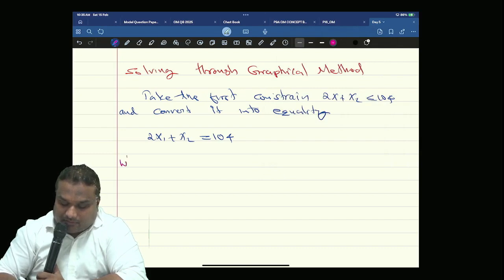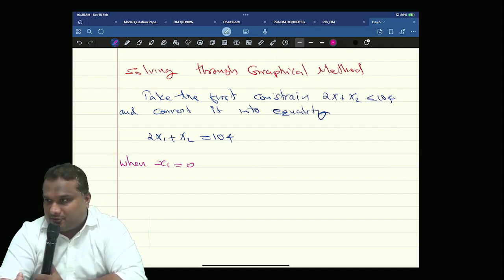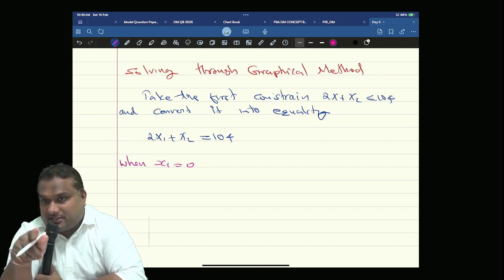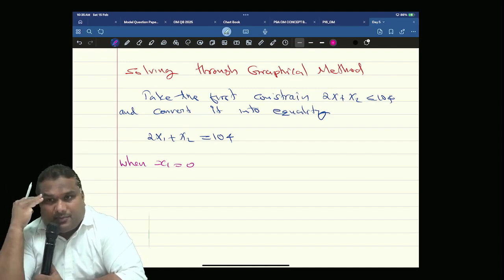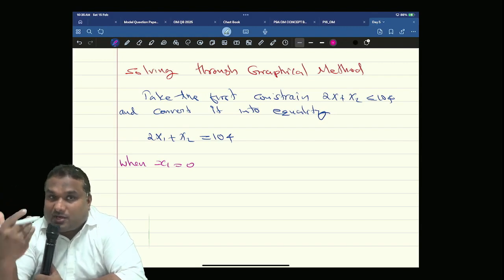Now write on the bottom: when x1 equal to 0. Next, we are going to put x1 equal to 0. X1 equal to 0 means the first product, lamp A, we are not producing. All the products made by the company are type B only. Then what is the maximum possible production? That is what we are checking.